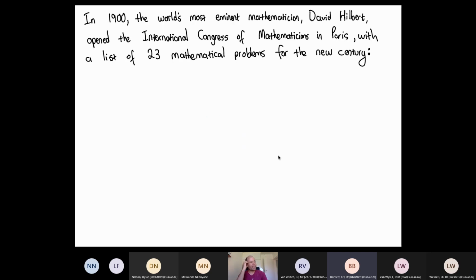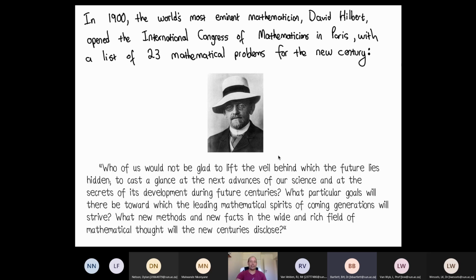So it all starts in 1900, where the world's most eminent mathematician at the time, David Hilbert, opened the International Congress of Mathematicians in Paris with a list of 23 mathematical problems for the new century. So he gave the opening address there. And there he is. And in his speech, we have this extract.